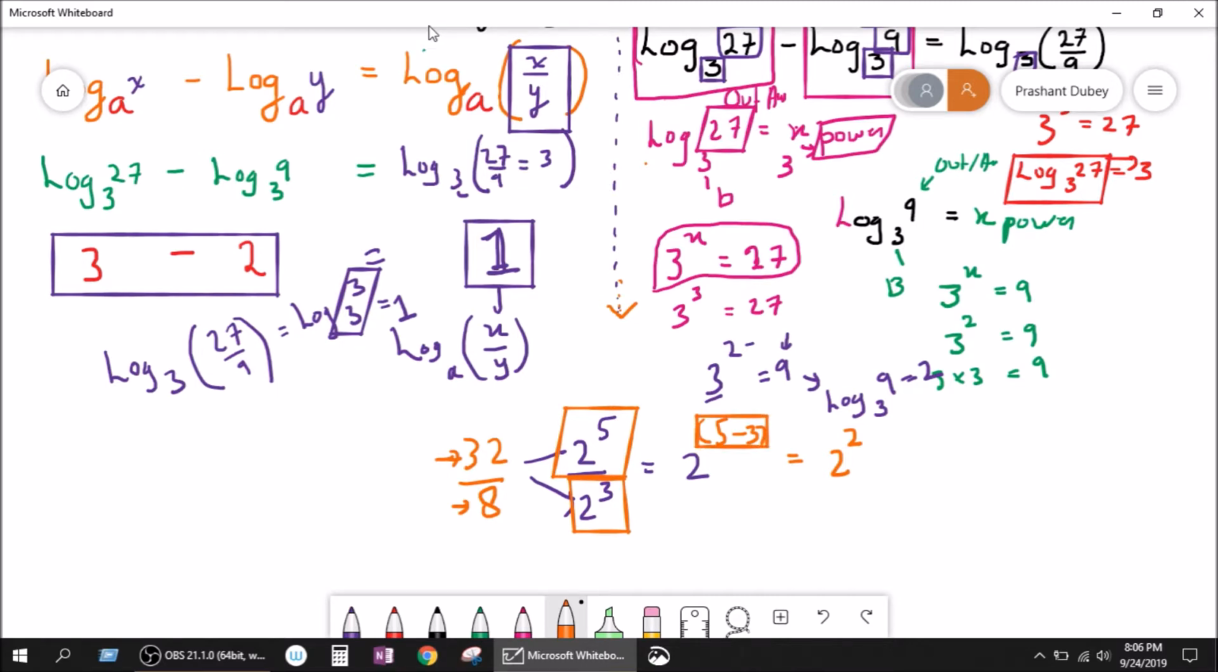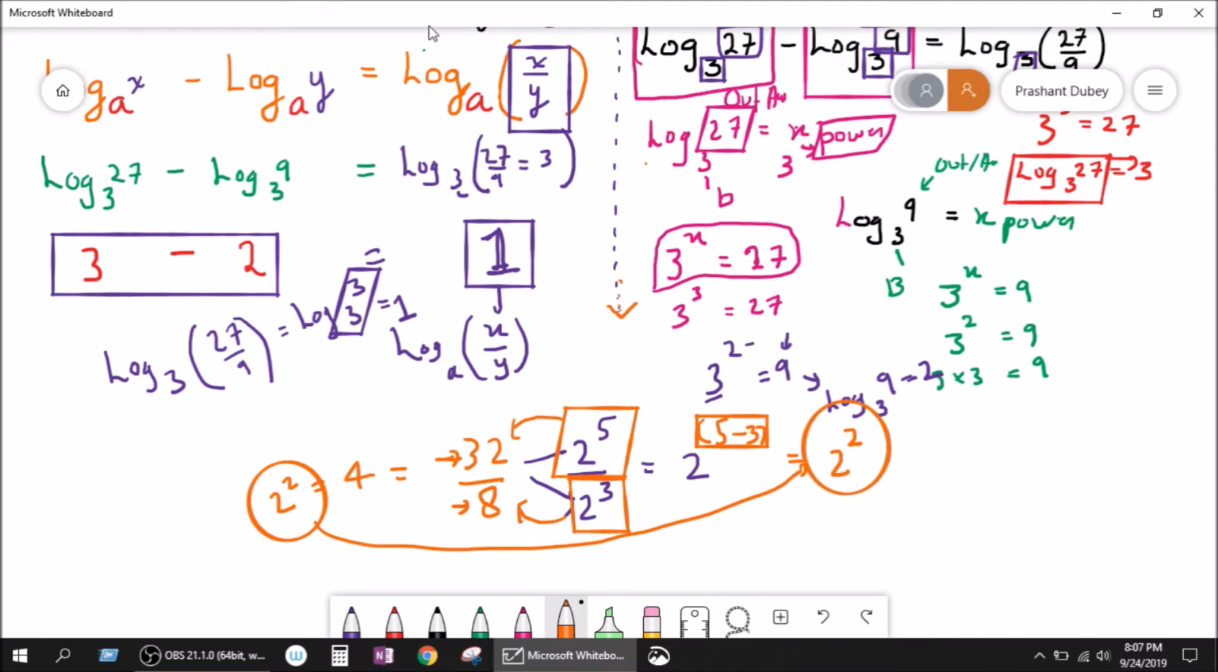That's why these powers are subtracted, because log 27 to the base 3 is actually the power of 3, and log 9 to the base 3 is actually the power of 2. So when we subtract the powers, we divide the product of our bases, which is 2 to the power 5, equal to 32, and 2 to the power 3, equal to 8, which gives 4, which is equal to 2 to the power 2, which is exactly what we got right here. So when two powers are subtracted, the product of their bases will always be divided, because if it is not division, the power would never be subtracted.